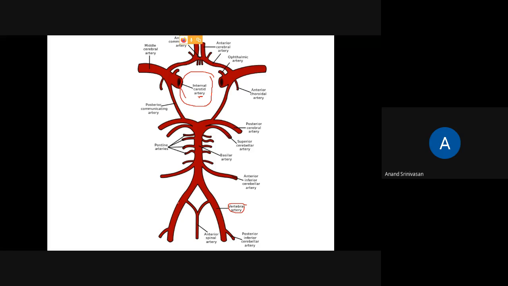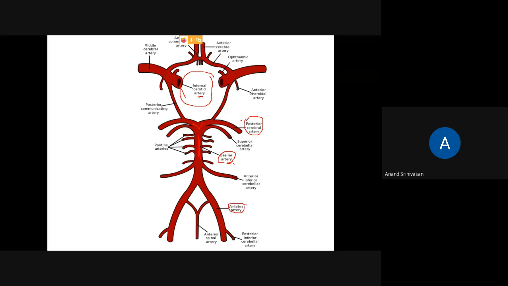You can see the two vertebral arteries, right and left. The two vertebral arteries join together to form the basilar artery. Now, this basilar artery divides into two. There are many branches, but finally it divides into two, and this final branch is called the posterior cerebral artery.